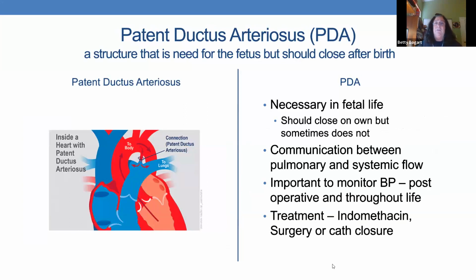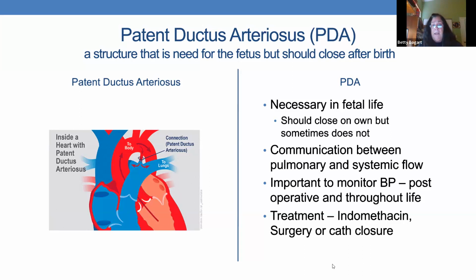Now, a patent ductus arteriosus is something that's there for fetal circulation. And it's a little opening that really saves a lot of infants' lives when they have some cardiac defects. It connects the body, the aorta, to the lungs, the pulmonary artery, and it gives oxygen when we need it.